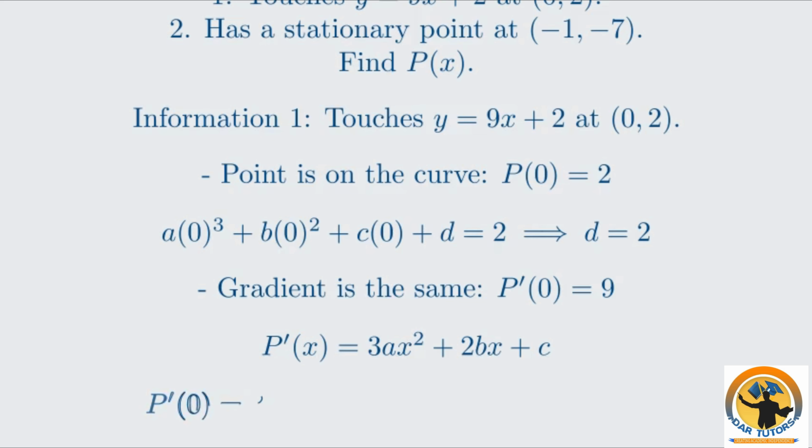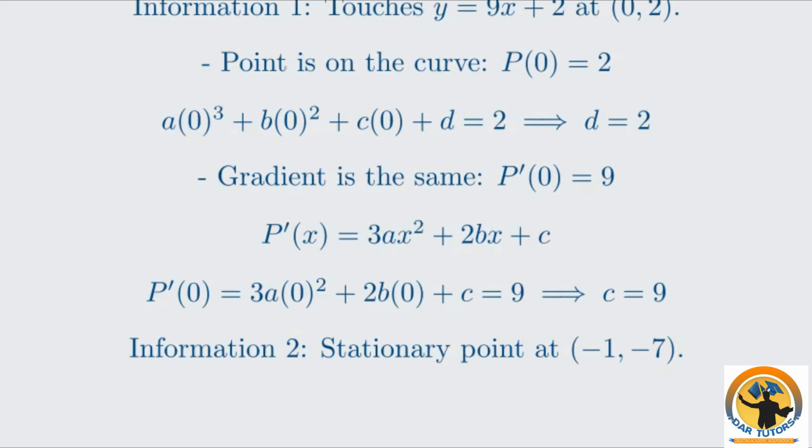The gradient of the line is 9. The gradient of the curve is p prime of x. So, p prime of 0 must equal 9. The derivative is 3x squared plus 2bx plus c. Substituting x equals 0 gives c equals 9.